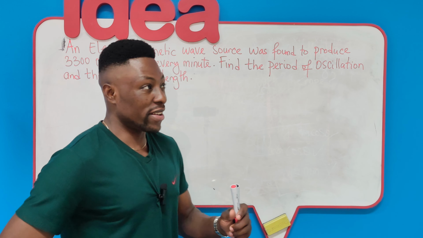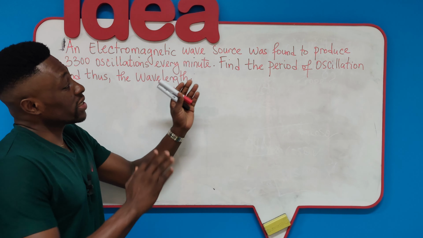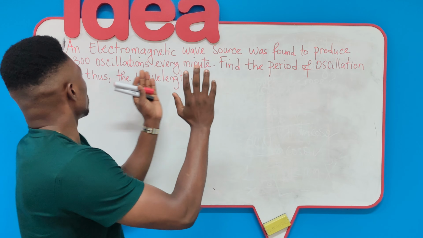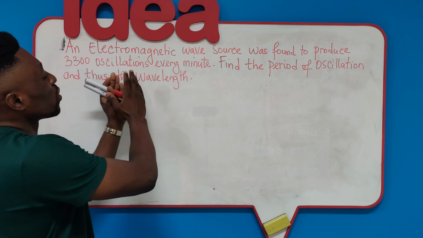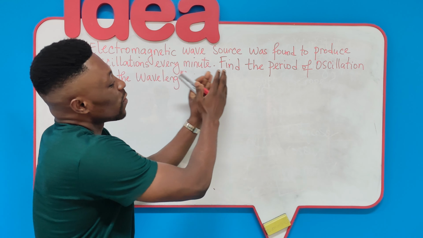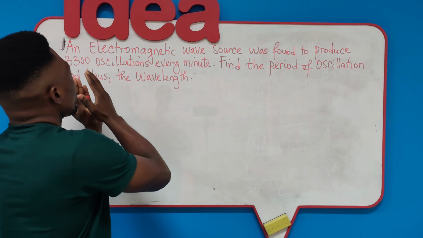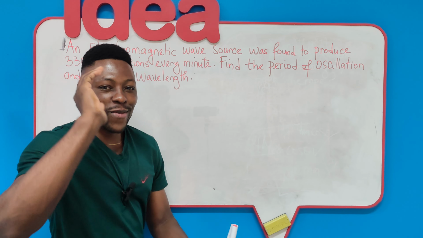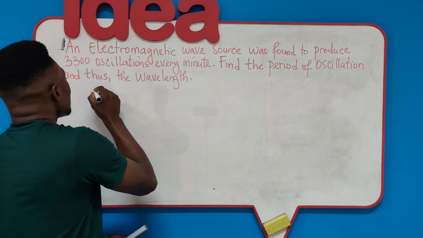Tomorrow will be better. An electromagnetic wave source was found to produce 3,300 oscillations every minute. Find the period of oscillation and thus the wavelength. Follow me, dear friends. Solution.